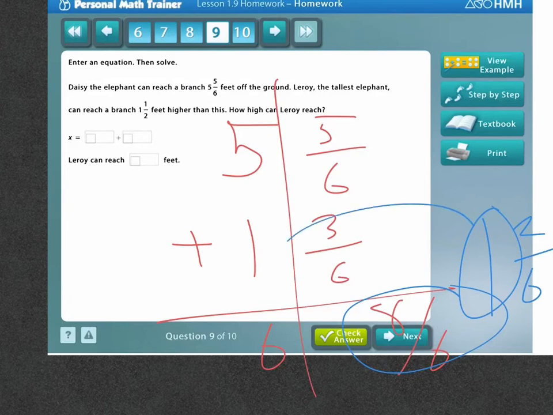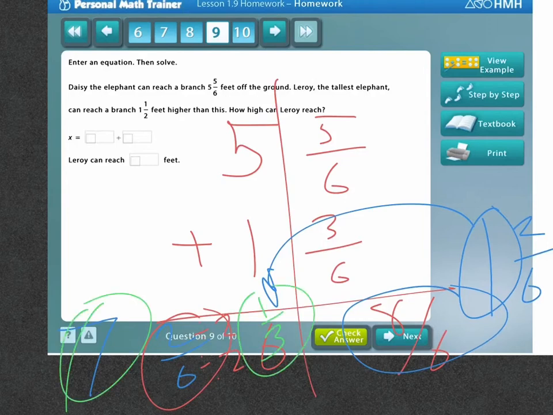So I need to add the wholes to the wholes. So 6 and 1 makes 7. So 7 and 2/6. But I'm not done there because 2/6 can also be simplified by dividing the numerator and denominator by 2, and that's going to give you 1/3. So you end up with a final sum of 7 and 1/3.